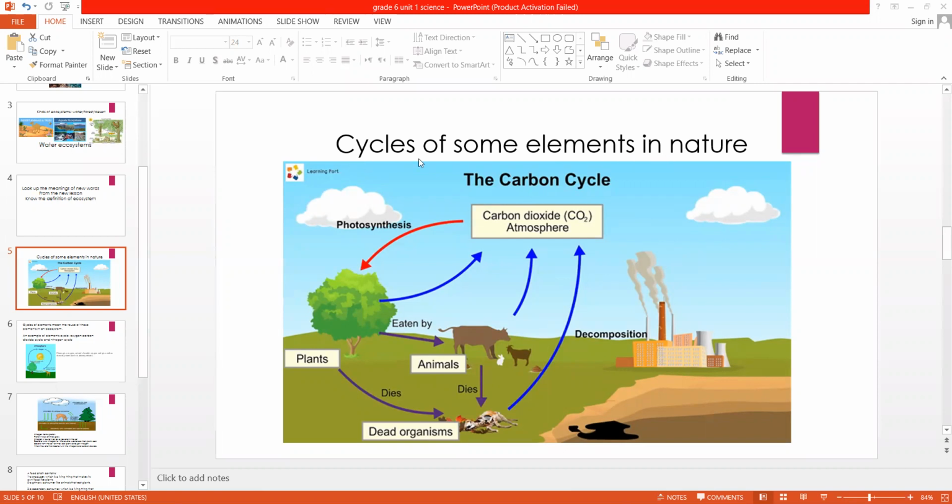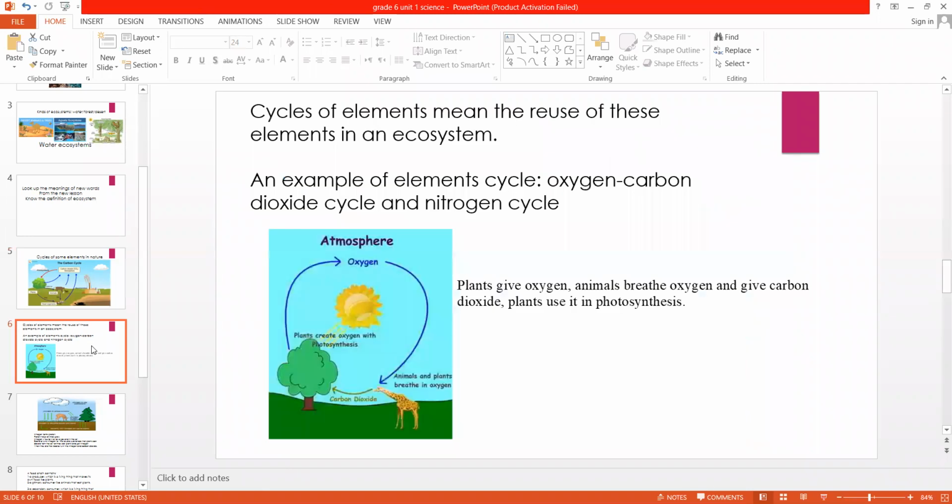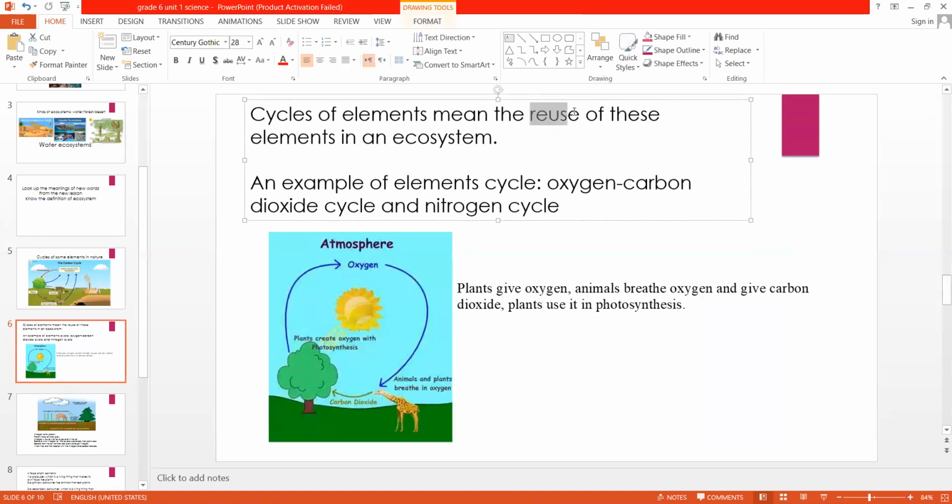The meaning of cycles is دورة, and it's something that goes on and repeats itself. Something that repeats itself. شيء بيعيد نفسه. Here we have different types of cycles. Cycles of elements mean the reuse of these elements in the ecosystem. The meaning of reuse إعادة استخدام. We reuse things, elements, عناصر in the ecosystem في النظام البيئي. إعادة استخدام العناصر الطبيعية في النظام البيئي.